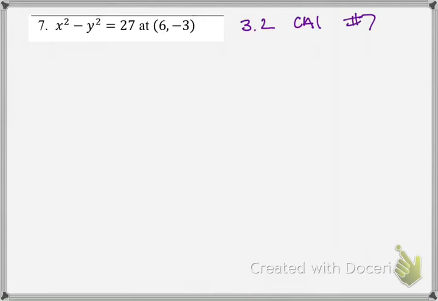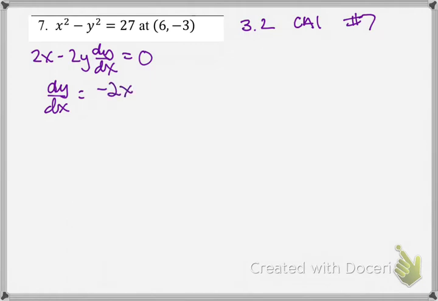Okay, 3.2 CA1 number 7, equation of a tangent. We need a point, we need a slope, so we need the derivative. 2y dy/dx, and the derivative of 27 is 0. Get dy/dx by itself: negative 2x divided by negative 2y. And then just plug in the x and the y.